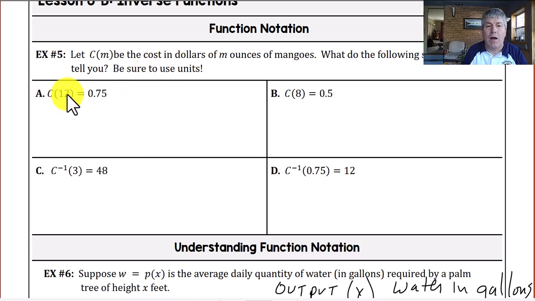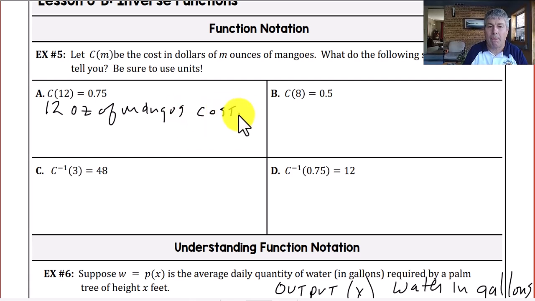So C of 12 equals 0.75. Well, M is our ounces of mangoes, and this is $1, so this would tell us that 12 ounces of mangoes would cost 75 cents.